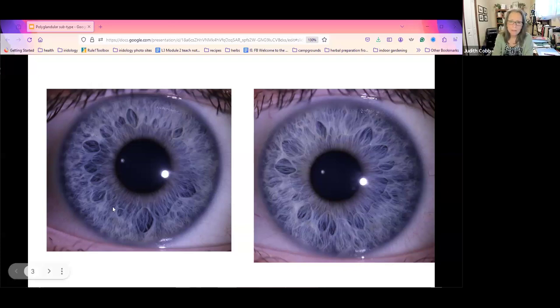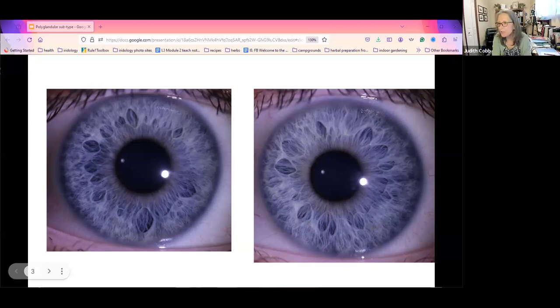This arrangement of having lacunae attached to the collarette, and not really having lacunae anywhere else in the eye, suggests to us that this person, amongst other things, has a strong predisposition towards general hormone imbalances. And we can even get into specific hormone imbalances with this.